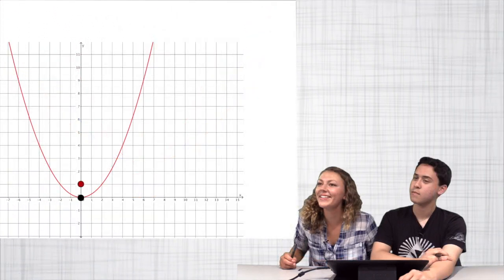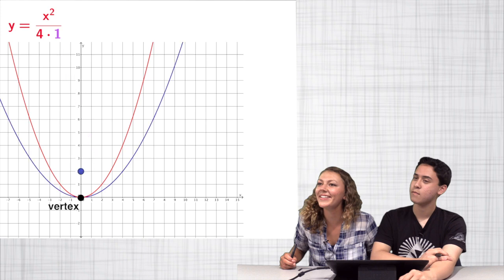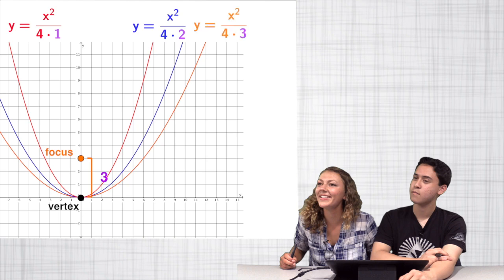Sasha and Keoni noticed an important relationship between the equation for a parabola and the distance between its focus and vertex. For the red parabola, the distance between its focus and vertex is 1 unit, and the denominator in its equation is 4 times the 1. For the blue parabola, the distance is 2 units, and the denominator of its equation is 4 times the 2. For the orange parabola, the distance is 3 units, and the denominator of its equation is 4 times the 3.